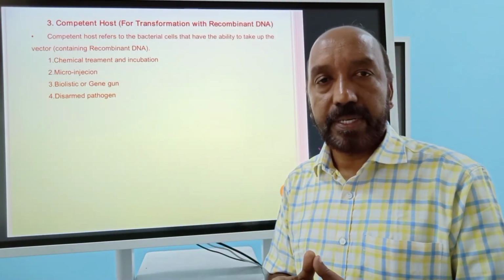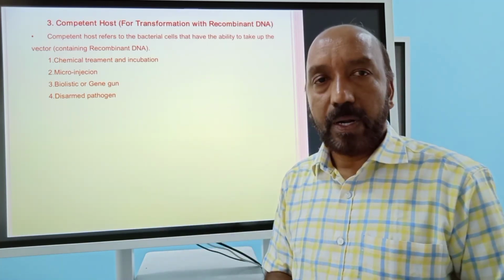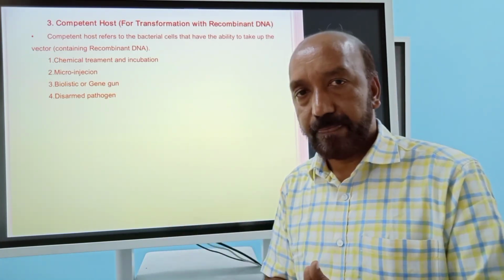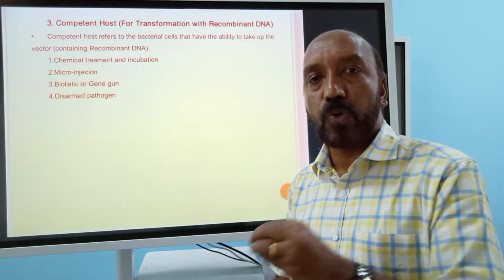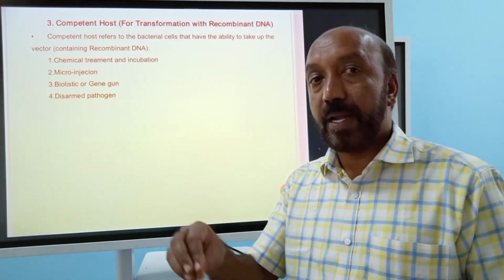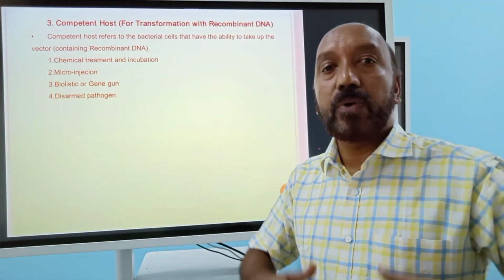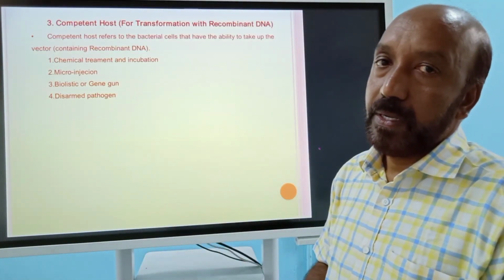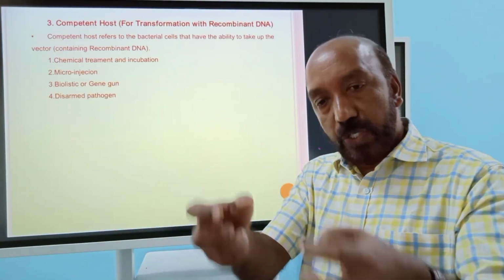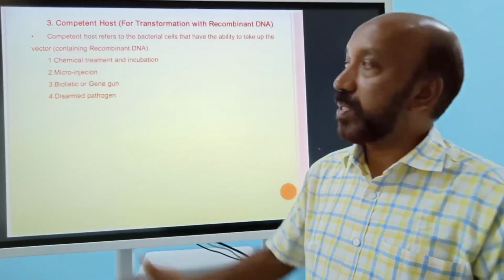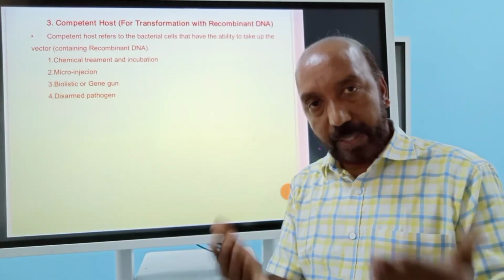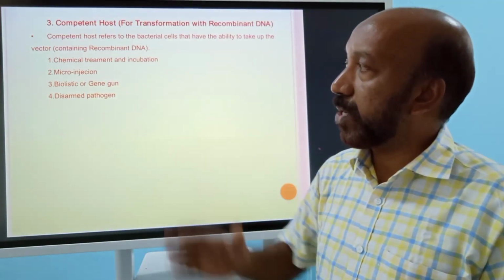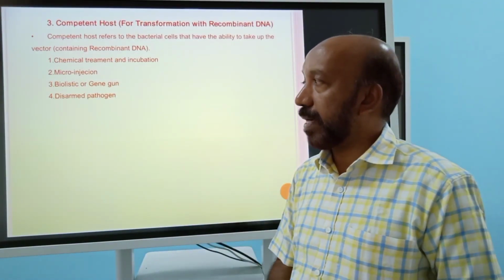But the problem here is that generally the cell membrane will not take up the recombinant DNA because it is hydrophobic in nature. Hydrophilic components will not be absorbed by the hydrophobic cell membrane, for which we want to make them competent. It is called a competent host for the transformation. So we will make them absorb the gene of interest from the external medium. There are 4 different activities to make them competent: chemical treatment and incubation, microinjection, biolistic or gene gun, and disarmed pathogen.